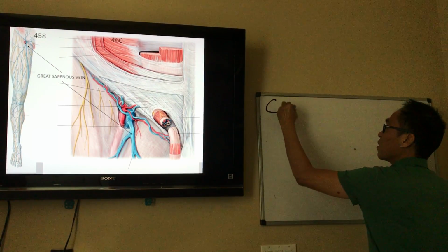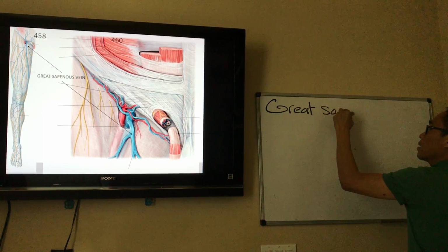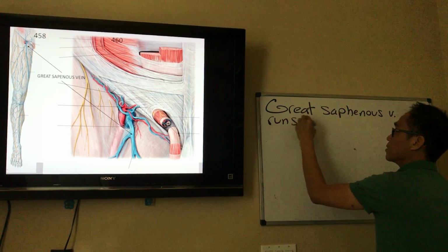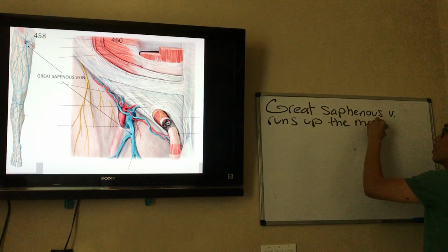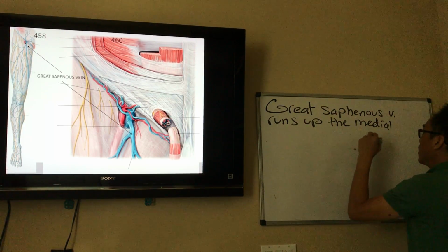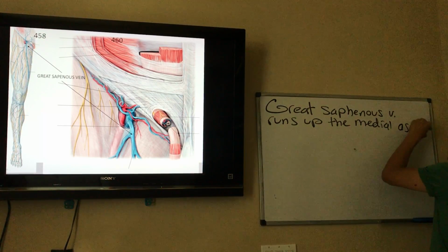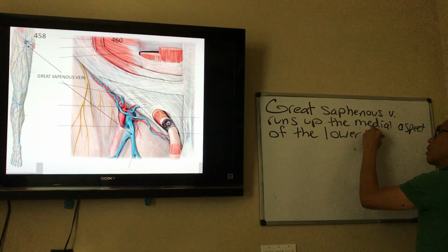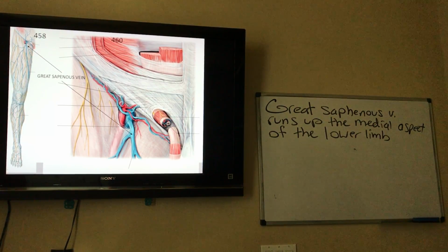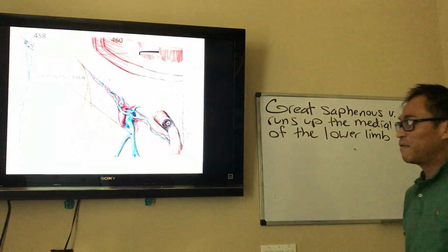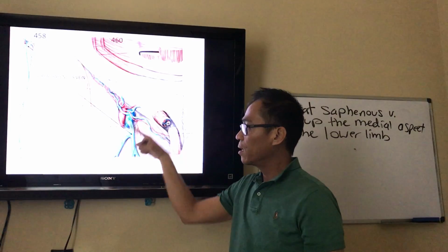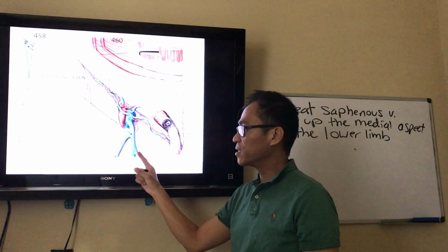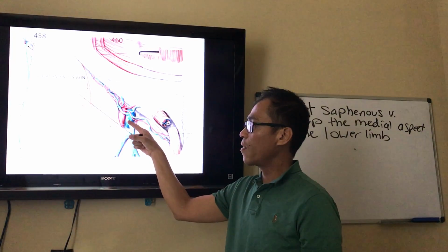So note that. Great saphenous vein runs up the medial aspect of the lower limb. It ends by draining into the femoral vein, right here through the saphenous opening. This tissue here is the fascia lata that covers the musculature. Notice this vein is on top of the fascia lata, so it has to go in there to drain into the femoral vein.